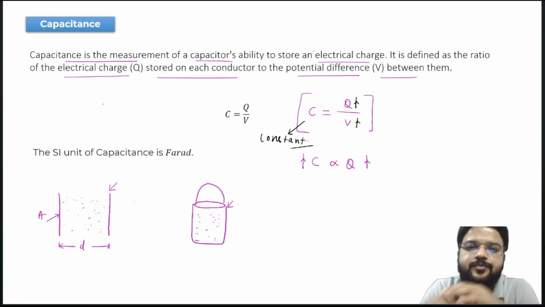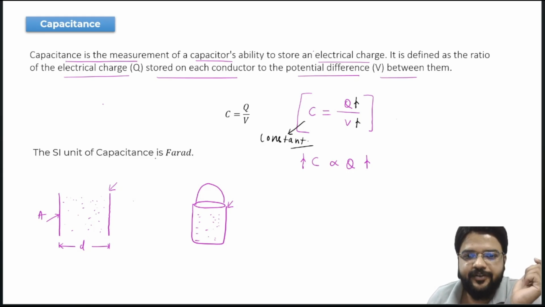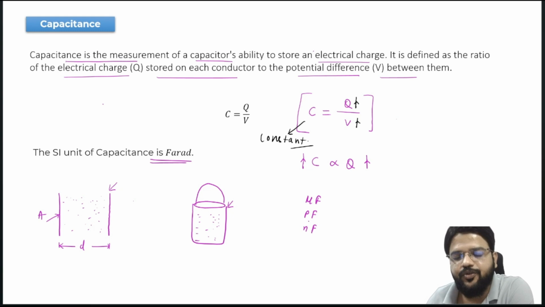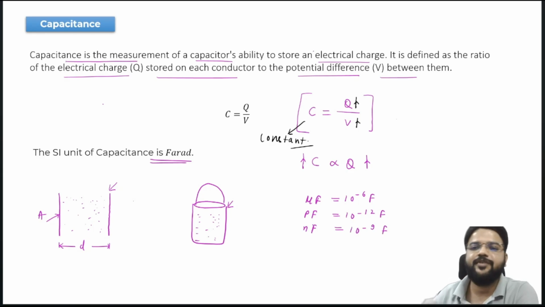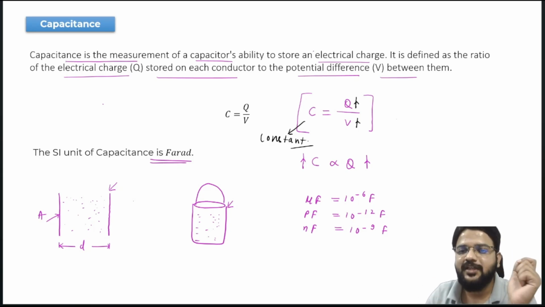Now let's see next, everyone. Unit of capacitance. The unit of capacitance is farad, and farad is a very large unit, everyone. It is not a small unit, it is a very large unit. So generally we use microfarad, picofarad and nanofarad. These units we are using, correct? Microfarad means 10 raised to minus 6 farad. Pico means 10 raised to minus 12 farad. And nano means 10 raised to minus 9 farad. So we use these units because farad is a very big unit, everyone. That's why. So note down this thing also, everyone.